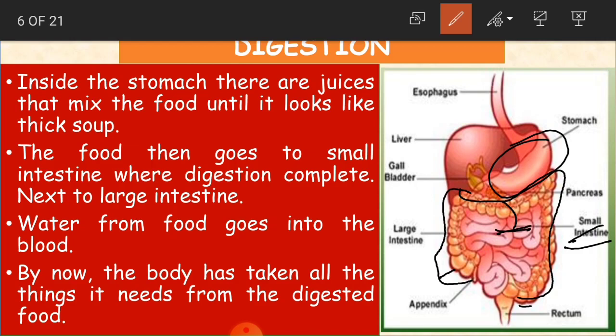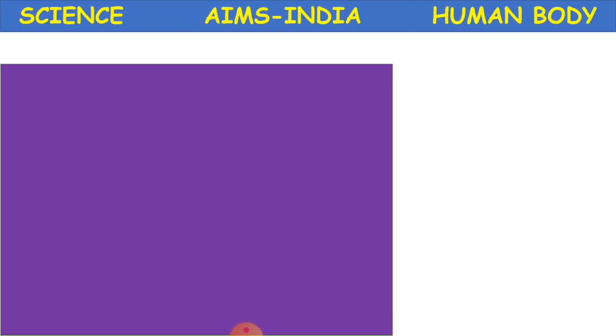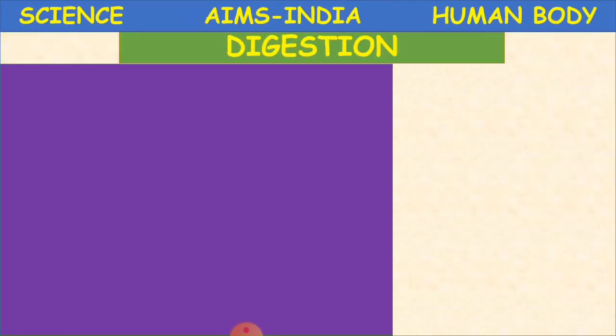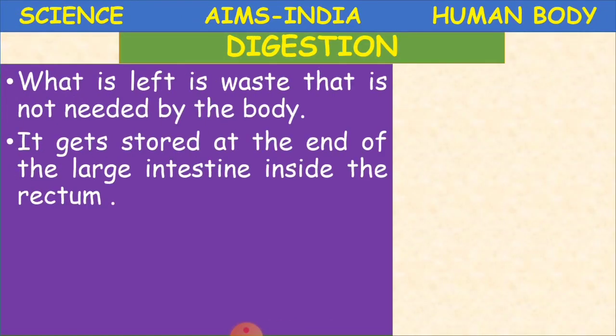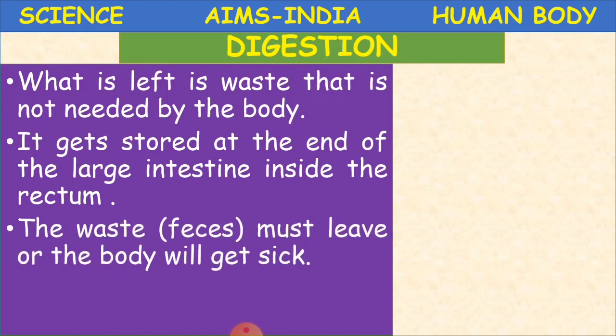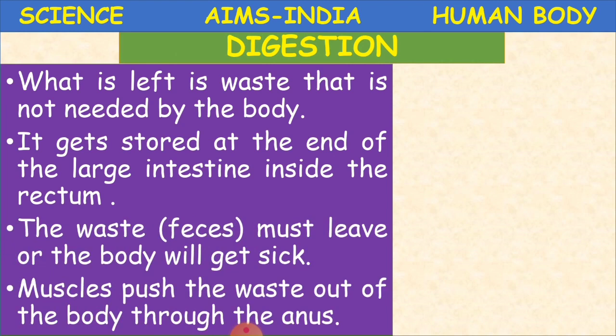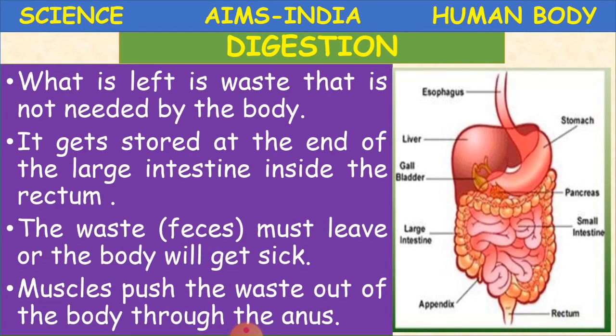Okay children, now what will happen next? As we said, waste is still remaining. After getting digested, leftover waste will be there in our body, and what is left is waste that is not needed by the body. This waste is not good for our health. That waste has to be removed by the body now, and it gets stored at the end of the large intestine inside the rectum. So now comes the large intestine's role.